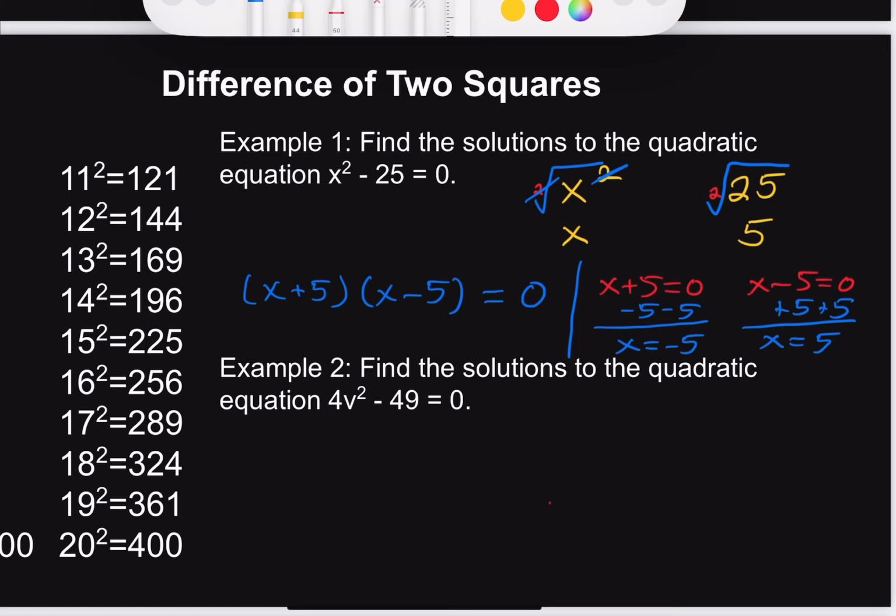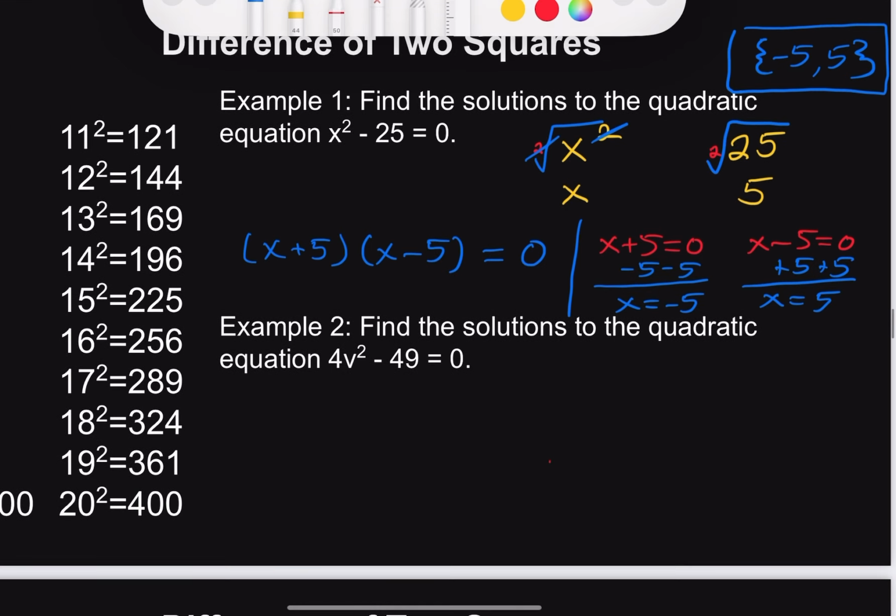And if you notice, the solutions are the same, except they have different signs. So my solutions in this case, which I'm going to write above, are negative 5 and positive 5. Same number, different signs. We can call those conjugates, but we'll get more into that later on.